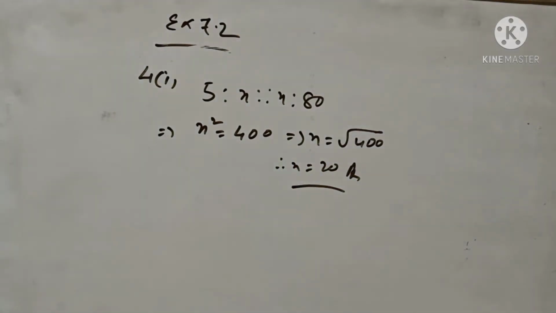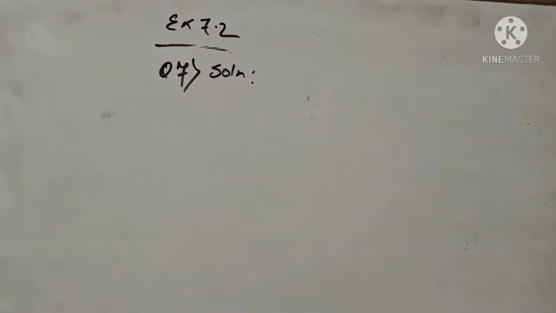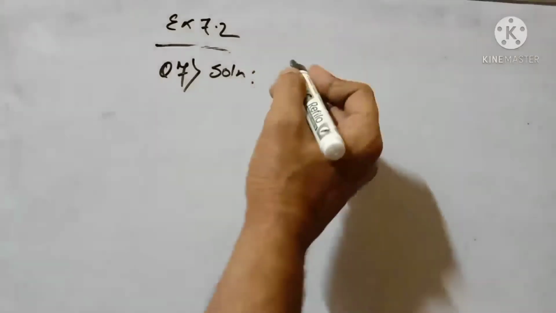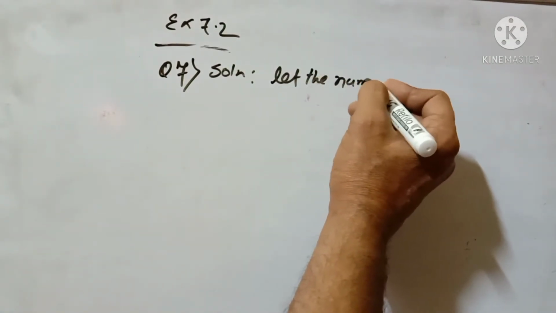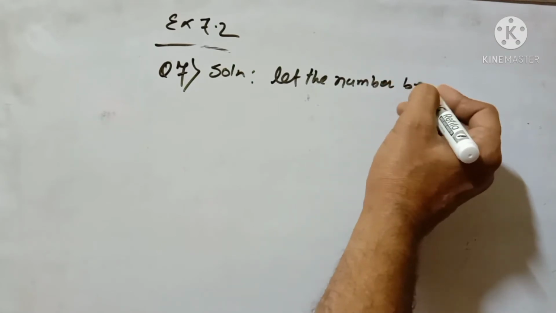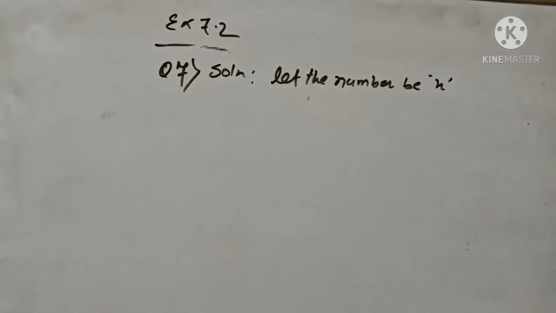Write down. Question number 7 is asking what number should be subtracted from each term, each of the numbers 23, 30, 57, 78, so that the remainders are in proportion. Let the number be x. Write down. Let the number be x. So according to the question we have to arrange it.